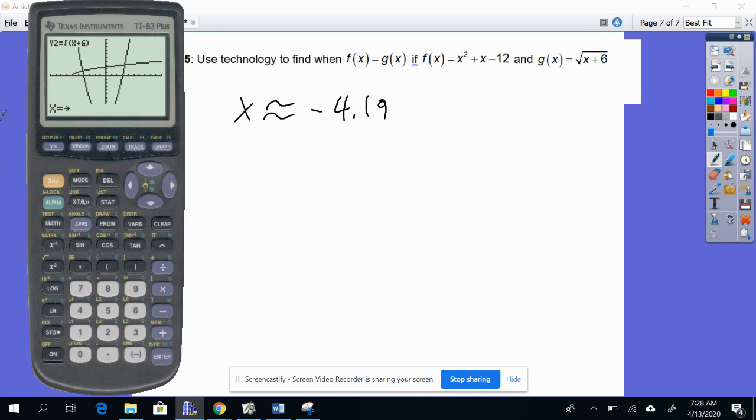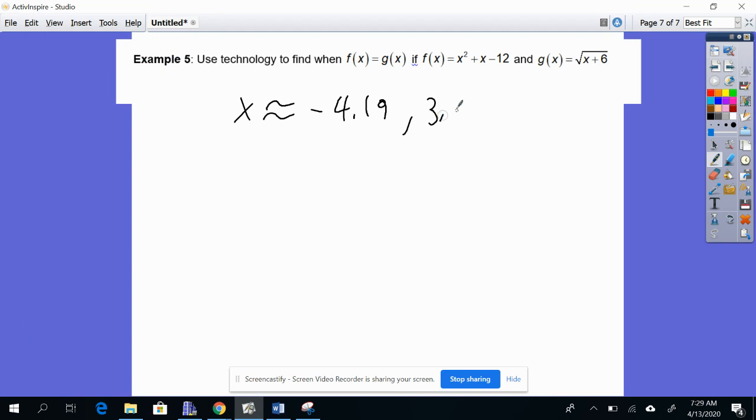Okay, on the second one, same idea. I'm going to hit second calc, 5. Move over to that right side. Again, don't need to be exact. Just get close. So approximately 3.41. And that's it. Done.